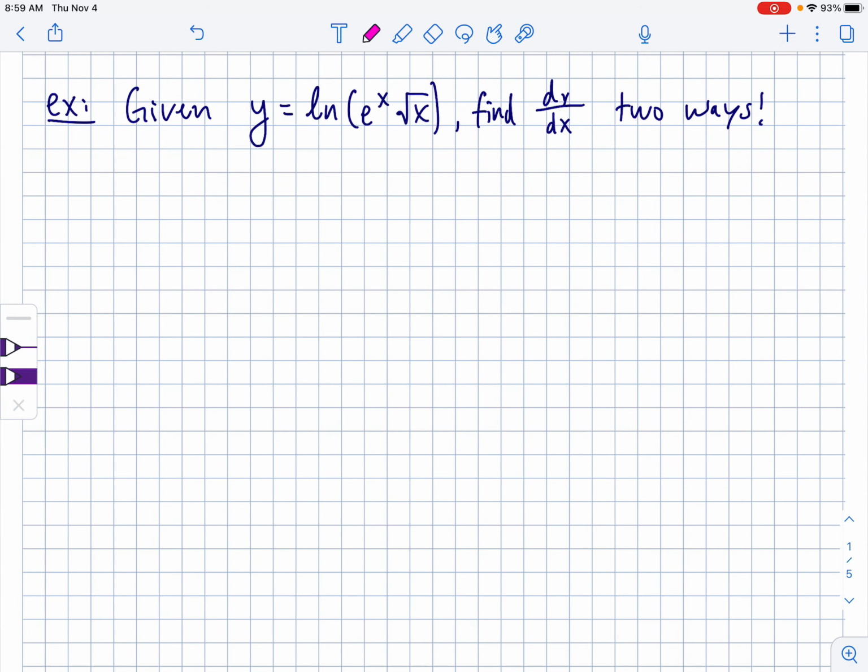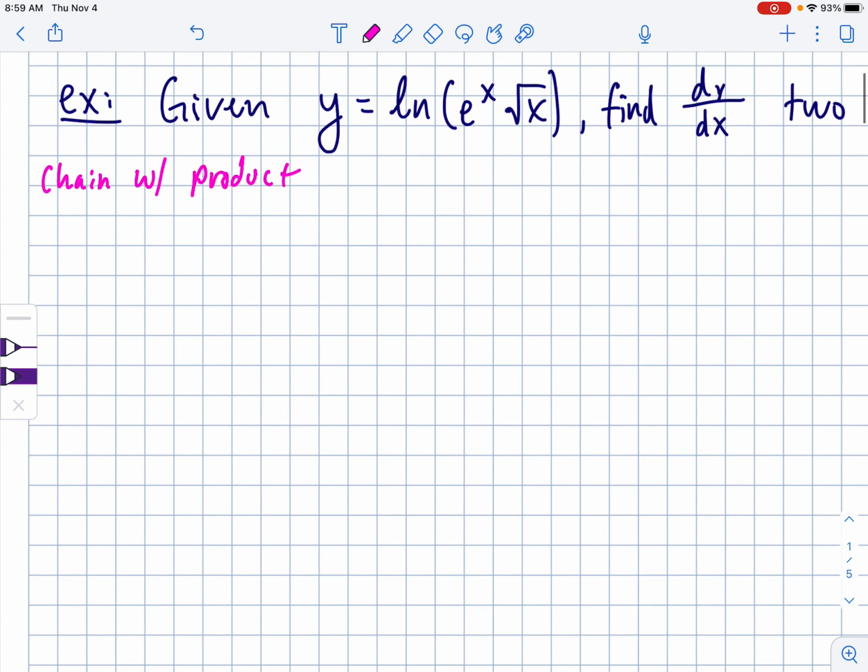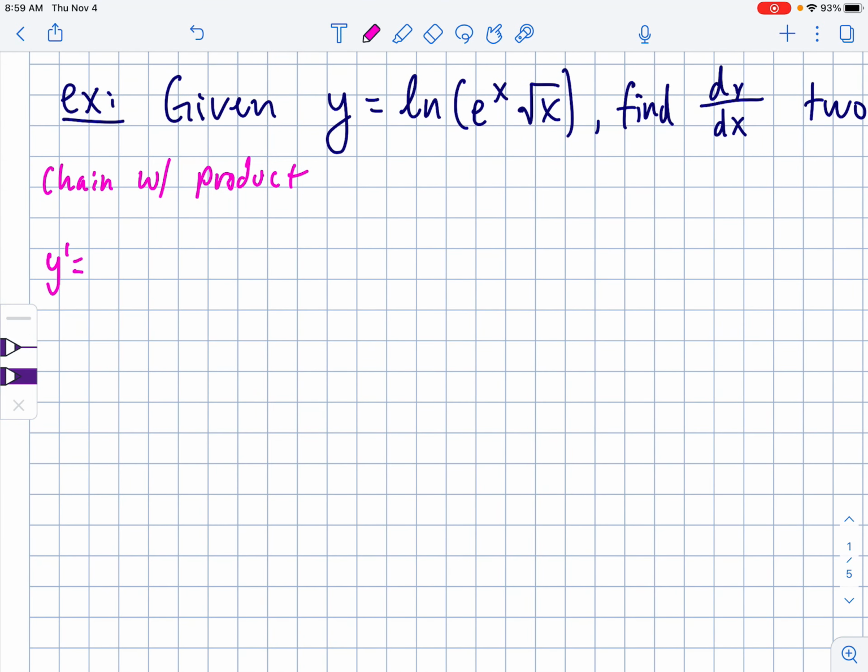So, this one says to find the derivative of this two different ways. The first way I'm going to do it is with a chain rule with a little product mixed in it. So, chain with product. This will be derivative of the outside with the inside untouched times the derivative of the inside. But the derivative of the inside is a first d second plus second d first. And then we have a whole lot of cleanup to do.